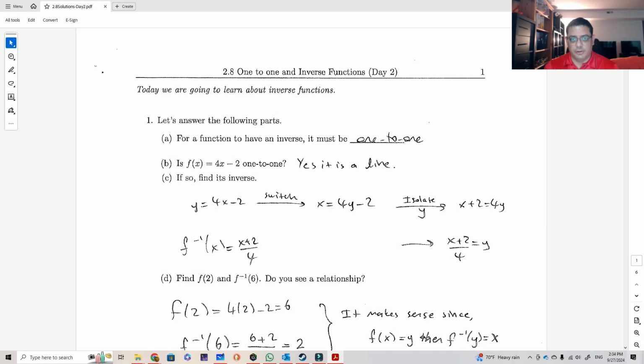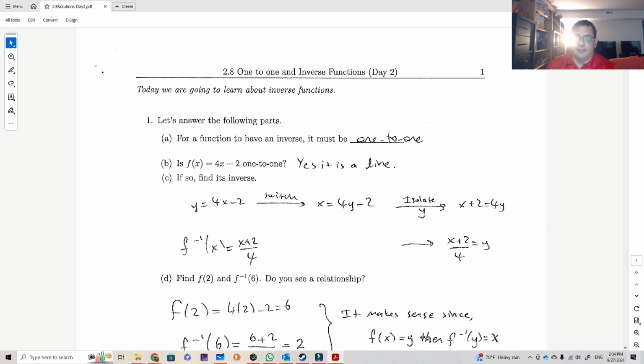Everyone, these are the solutions for the one-to-one and inverse functions day 2. So notice that the first thing that we have to remember and have clear is that for a function to have an inverse, it must be one-to-one, even if it's one-to-one in a very specific restricted domain.